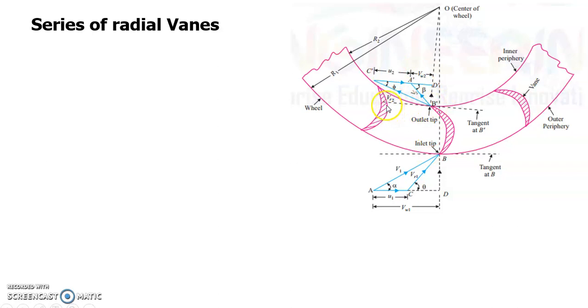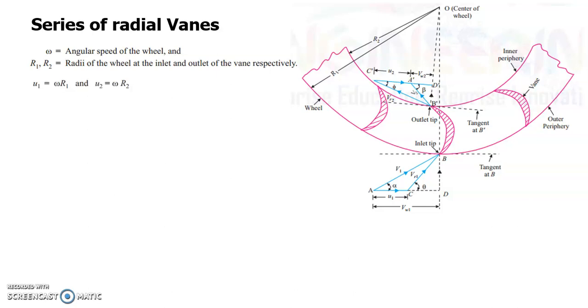First, one has to draw the tangents at inlet as well as outlet. So parallel to this tangent, we draw the velocity triangles. And whenever we consider the case of series of radial vanes, we must understand the concept of angular speed. If omega is angular speed of the wheel, and if R1 and R2 are radii of the wheel at the inlet and outlet of the vane respectively, then we can easily calculate U1 and U2.